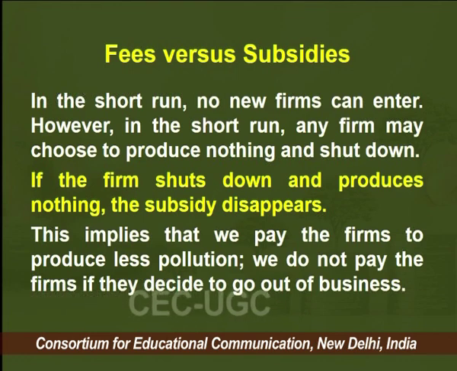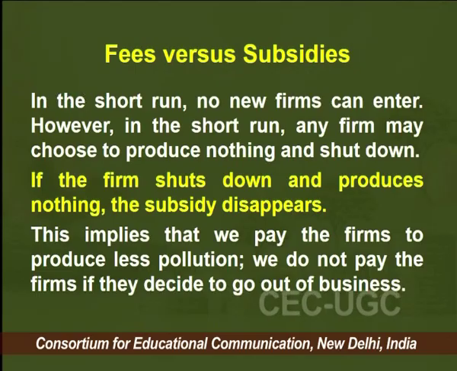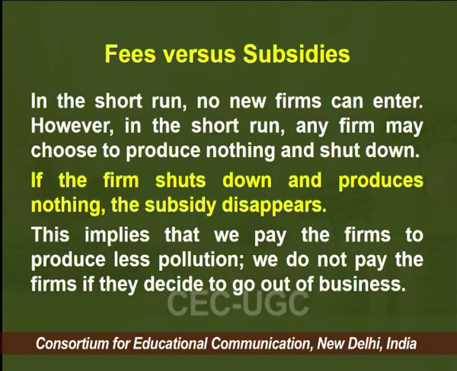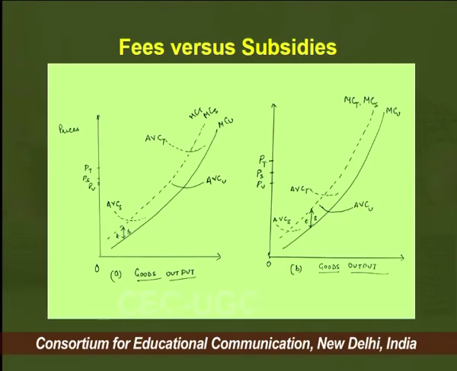This implies that we pay the firm to produce less pollution, but we do not pay the firm if they decide to shut down and not to produce. So the payment of subsidies is made only when the firms decide to produce less pollution. Otherwise, there is no payment. So in this short run scenario, when the firm decides to shut down, no subsidies are paid.